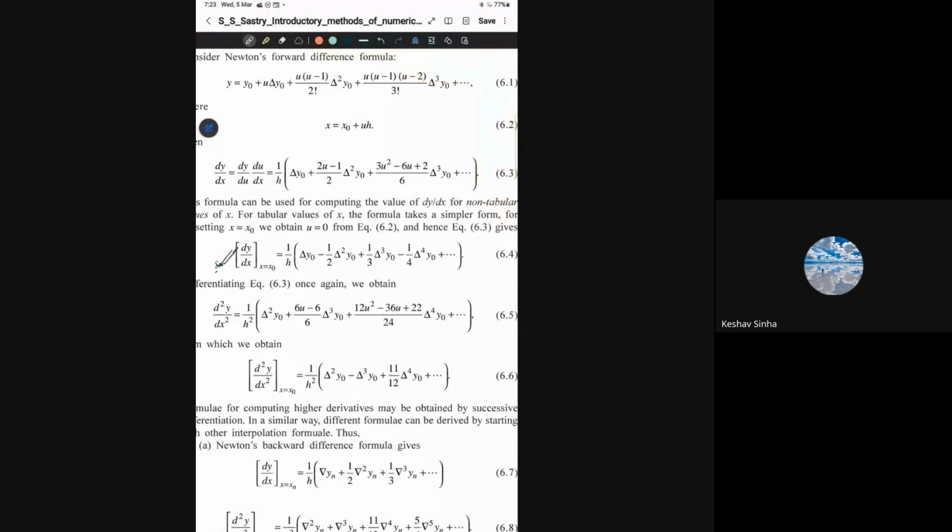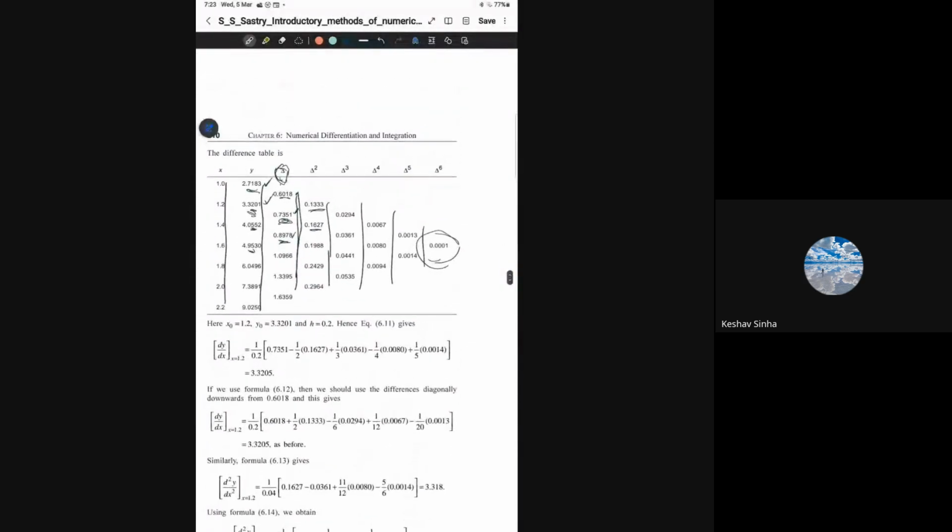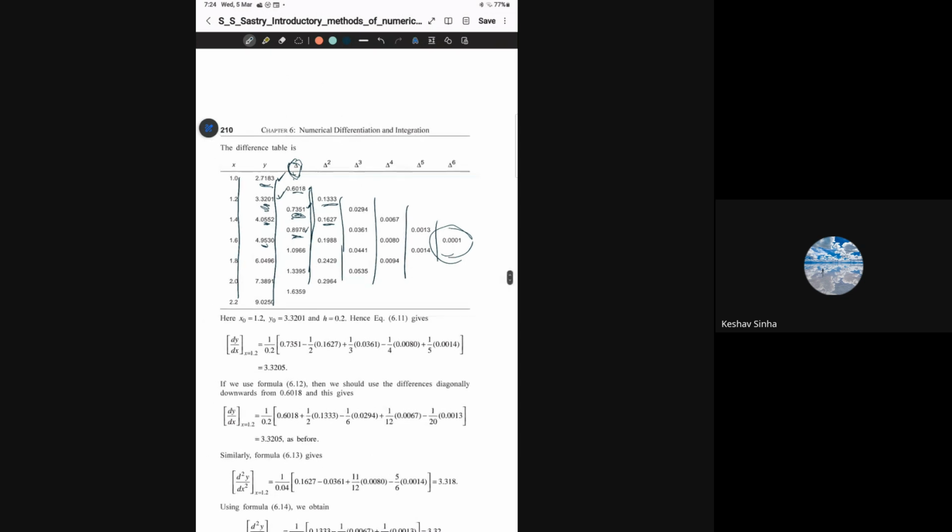And you will say, sir, how far should I go? Because in our example, how far can you go? You can go up to delta 6. That's all. You can go up to delta 6. So if you substitute that, you'll see.